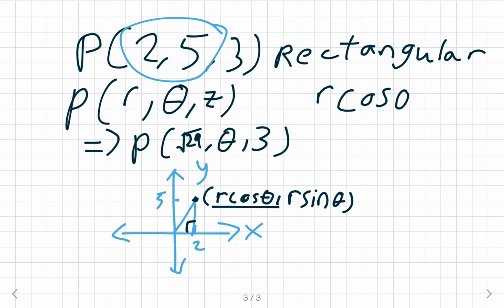So we can list an equation. r cosine theta equals, the x coordinate is 2. So we know cosine theta equals 2 over r, that's 2 over root 29. And then we use a calculator to figure that out. Let me just type that in the calculator now. So that's going to be arc cosine 2 over root 29.